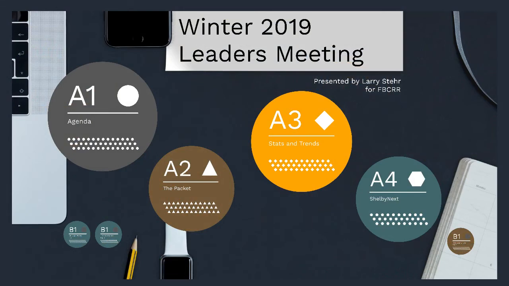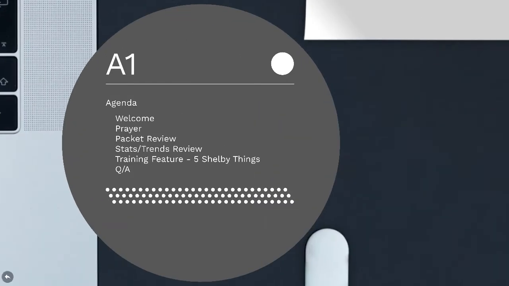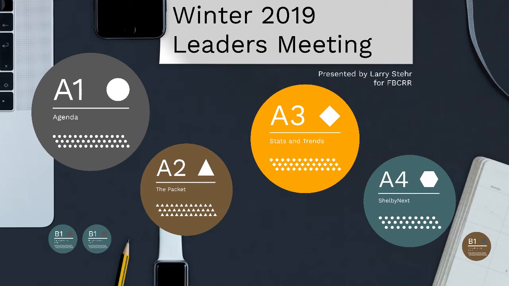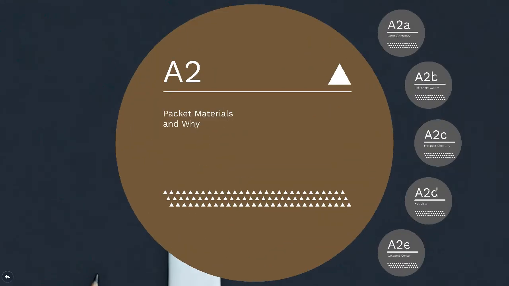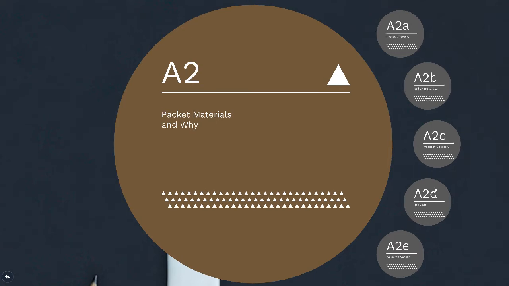As you see me looking down, I'm also running the controls for the meeting. So let me get the agenda up here. The things we're going to cover in this video real quickly are the packet review, stats and trends, and training features. We'll walk through some things quickly as we do the meeting. So let's talk about what's in the packet, shall we? The packet materials, and a little bit of why.